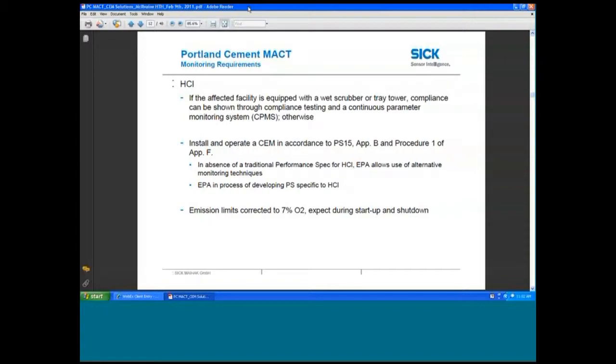Because the EPA did not have a particular performance spec for HCl, they've said they will allow the use of alternative measurement techniques, and we'll discuss some of those techniques and what is able to be used. Infrared using gas filter correlation and TDL are 2 examples of that. But the EPA is currently in the process of developing a performance spec specific to HCl, and I would guess that at or near the end of the compliance period for MACT, that performance spec will be coming out, and it will not be technology specific. Next slide.